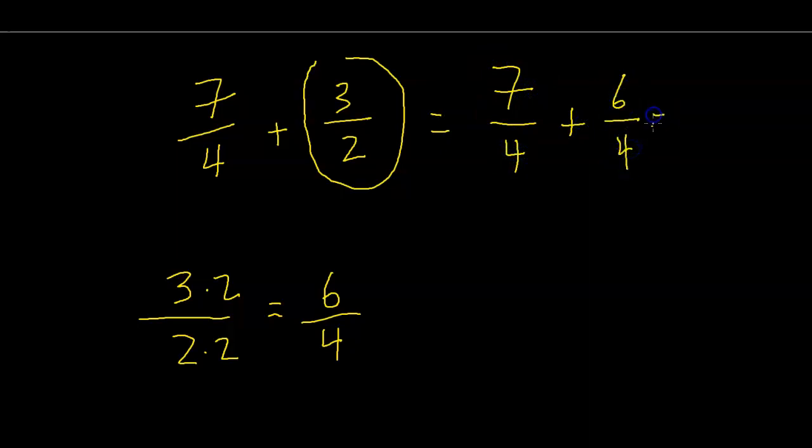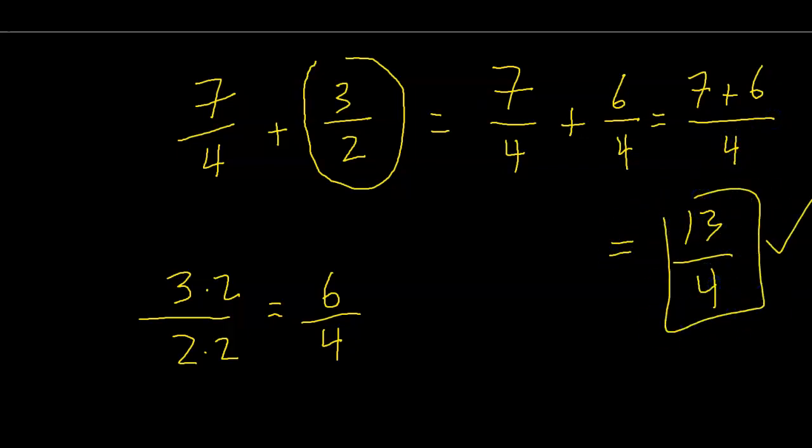And now this is easy, right? We're dealing with two objects denominated in fourths, right? So if we have 7/4 on one hand and 6/4 on the other, that just equals 7 plus 6 fourths, right? Or in this case, 13 over 4.